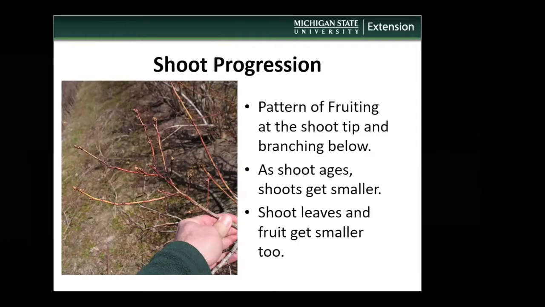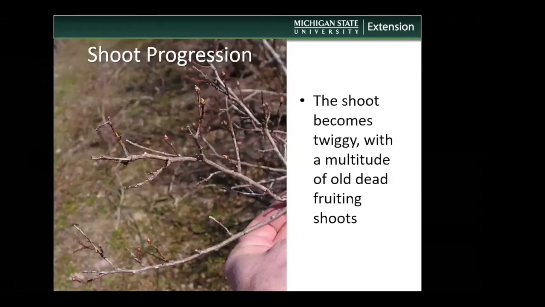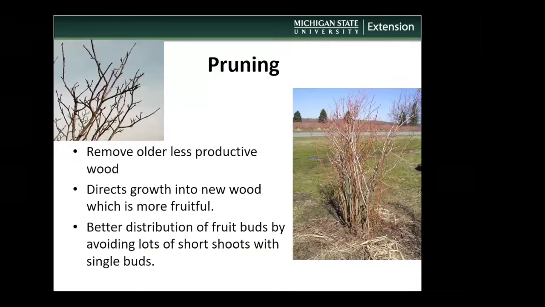And as the major shoot ages, those branching shoots get smaller and shorter, and the leaves and the fruit on those shoots get smaller and shorter as well. And over time, you end up with this really twiggy mess with a multitude of old dead fruiting shoots that, to me, when I look at that and people complain about getting shoot blights, I say, well, you're not pruning hard enough. Look at all those places where you can get spores from where infections have occurred in the past. So I like to talk an awful lot about pruning.